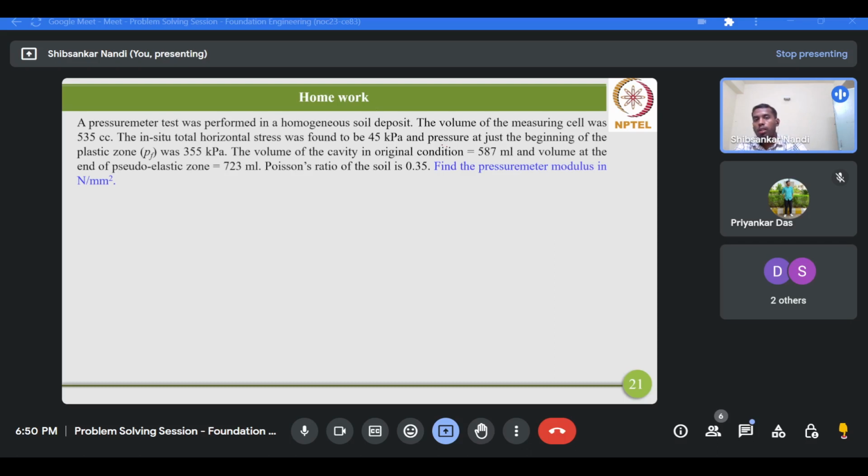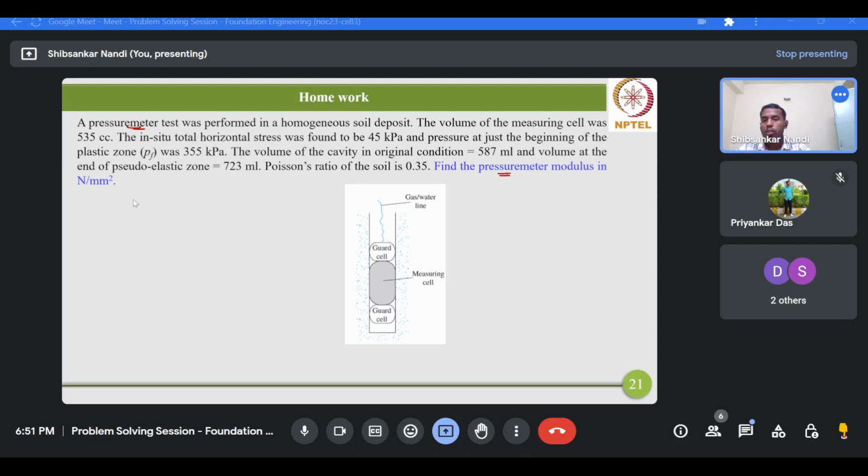These are the data related to this pressure meter test, and you have to finally report the pressure meter modulus in Newton per mm square. For that you need to know the methodology and the philosophy behind this kind of test, and how to utilize this data to get the pressure meter modulus. First of all, this is the schematic for the pressure meter test.